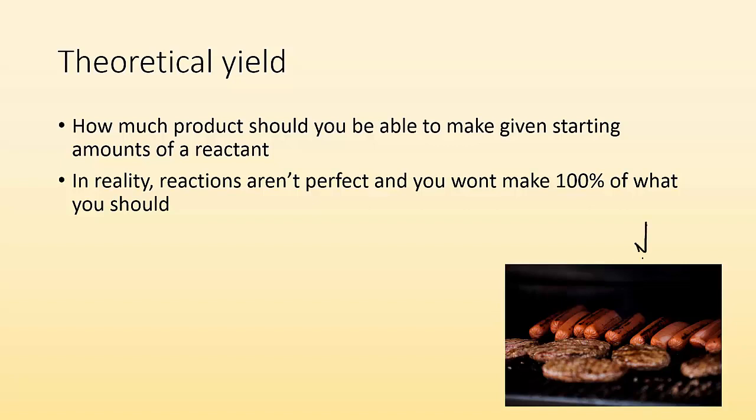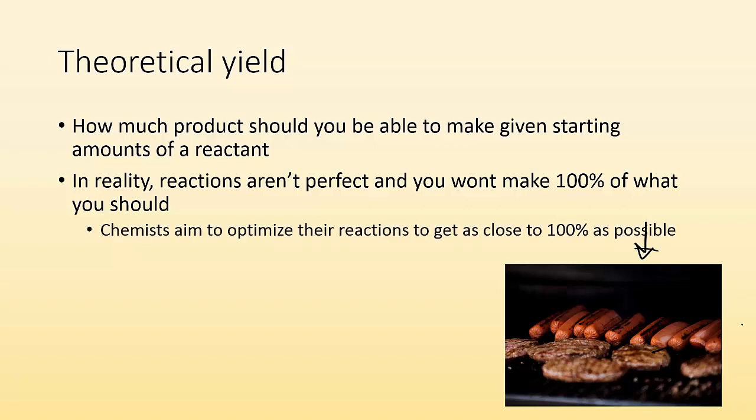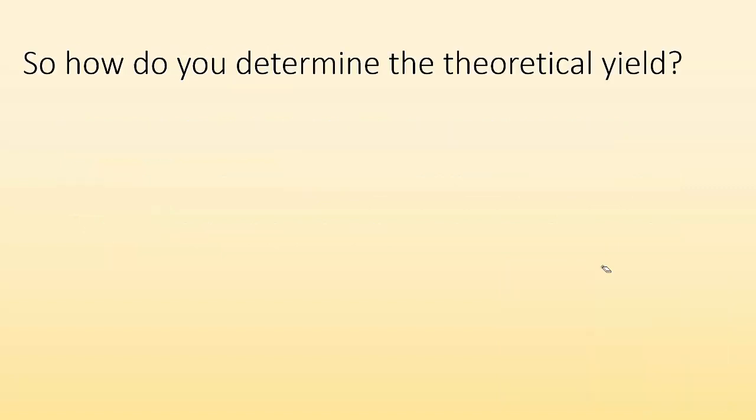Just think about grilling. If you're grilling, sometimes you drop a hot dog. Sometimes a hamburger gets in between the grates and gets into the fire, and you lose that. And it turns out you couldn't make all the hamburgers or hot dogs you were supposed to be able to, based on what you got, right? Chemists aim to optimize their reactions and get as close to 100% as possible, but sometimes there are side reactions, things that you're not trying to get to happen.